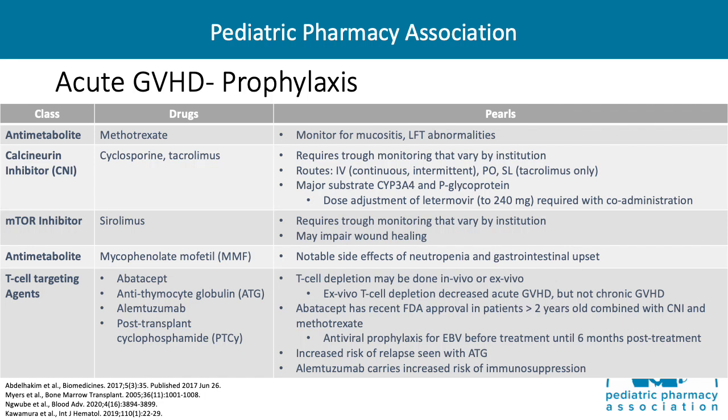Calcineurin inhibitors, abbreviated as CNIs, are cyclosporine and tacrolimus, and they are also frequently used for GVHD prophylaxis. It's important to note that these agents require trough monitoring, and the goals that are utilized may vary by institution. CNIs are conveniently available in many formulations as outlined on this slide.